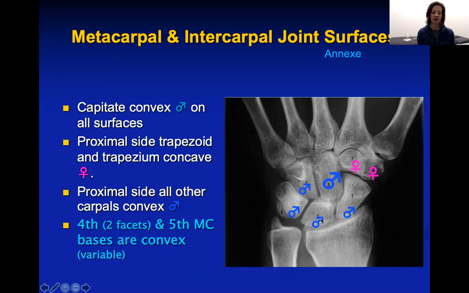So you've got the lunatum or the lunate and the triquetrum on the radius and the TFCC, as well as the capitate and the hamate, which are convex on the lunate and the triquetrum. If you go even further, the fourth and fifth metacarpal bases will also be more convex, but they're variable. They might be a little bit more planar, but you can see well here that the second and third metacarpal bases are concave on convex. So these are concave on convex.